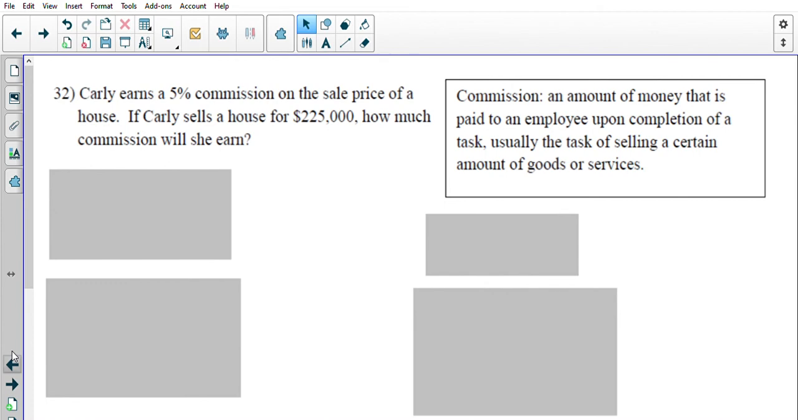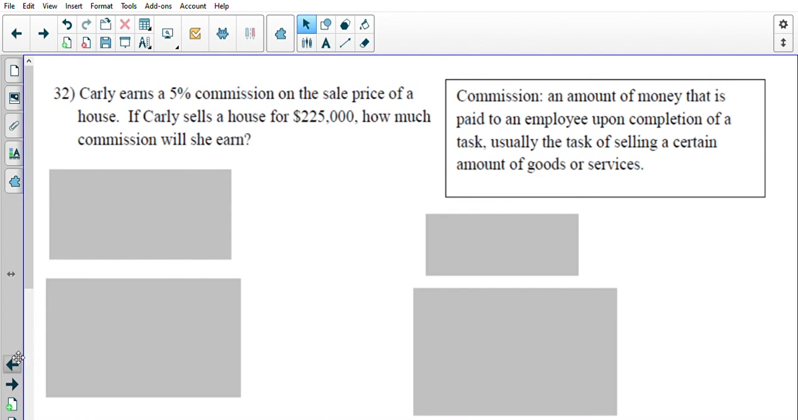Number 32, it says Carly earns a 5% commission on the sale price of a house. If Carly sells a house for $225,000, how much commission will she earn? So let's talk about what commission is. This is a really good real life application. It is an amount of money that is paid to an employee upon completion of a task, usually the task of selling a certain amount of goods or services.